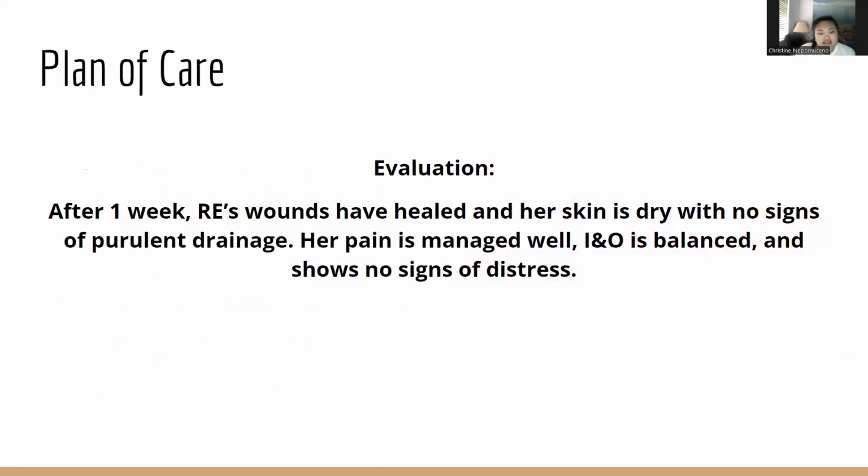Okay. So lastly, for an evaluation that indicates that the child is doing better and is meeting their goals, this includes wounds that show healing, which means like the skin is dry with no signs of infection, such as purulent drainage and fevers, that their pain is managed well, their intake and output is balanced alongside their electrolytes, which are within normal range, and showing no signs of distress or much pain at all.